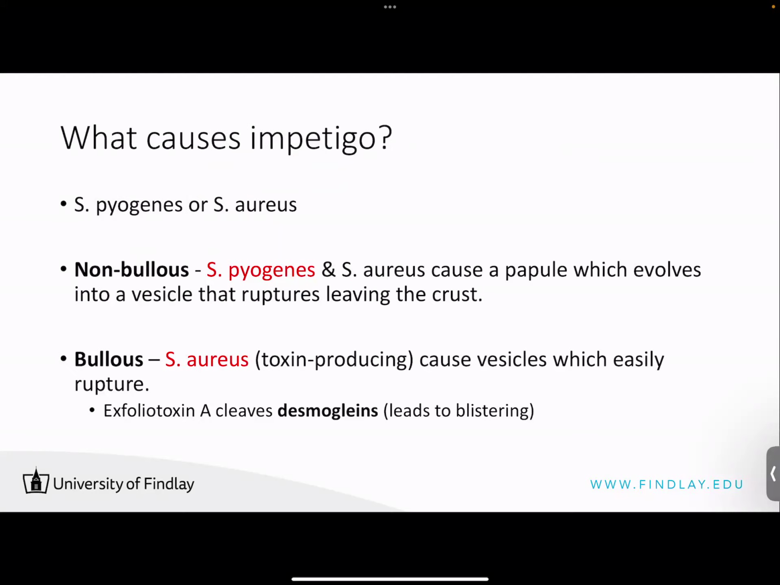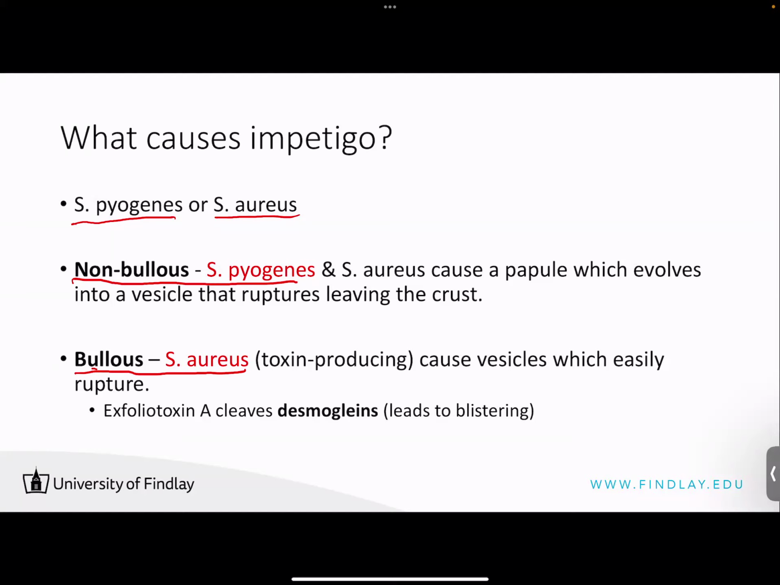And then the big question you're asking right now, what causes impetigo? Well, not surprisingly, strep and staph, right? When you have non-bullous impetigo, it's typically strep. When you have bullous impetigo, where you have those fluid-filled vesicles that form that ultimately burst, that's usually going to be staph. So non-bullous is usually strep. Bullous is usually staph.